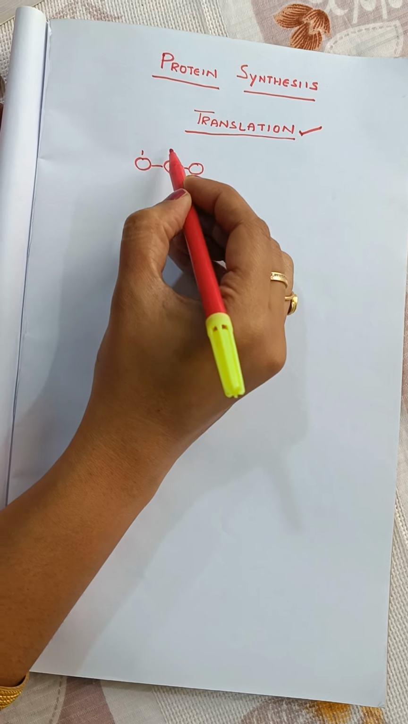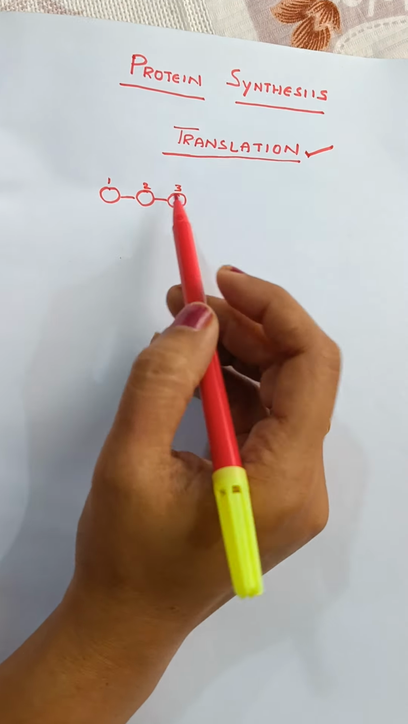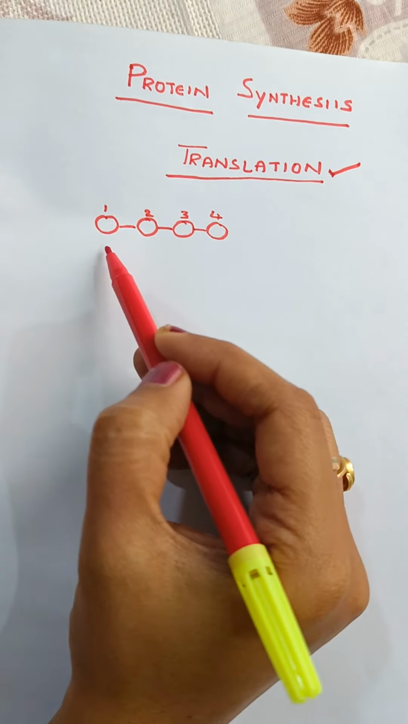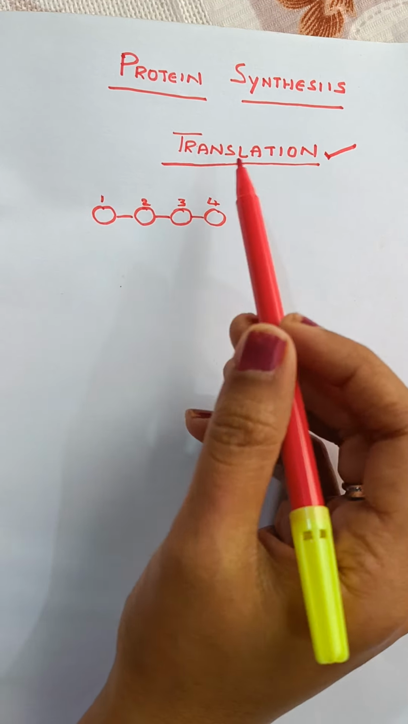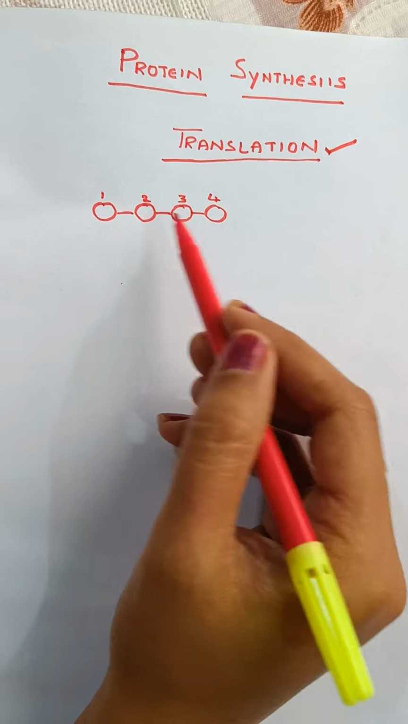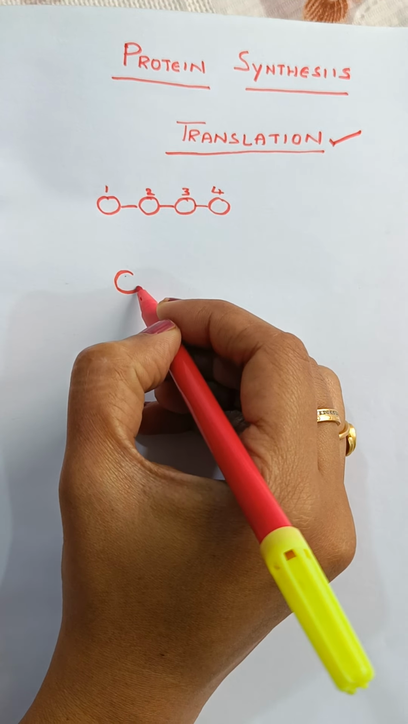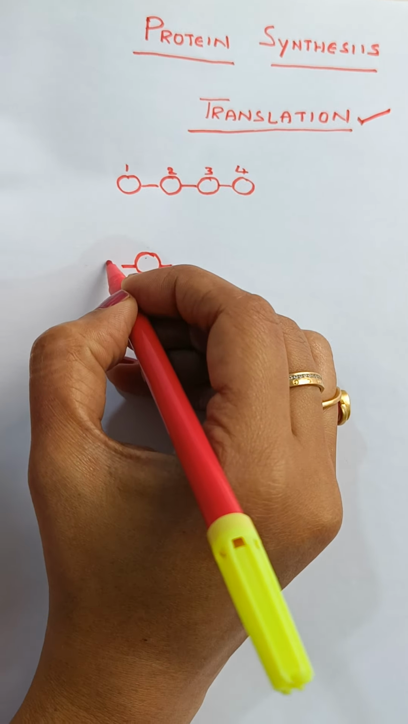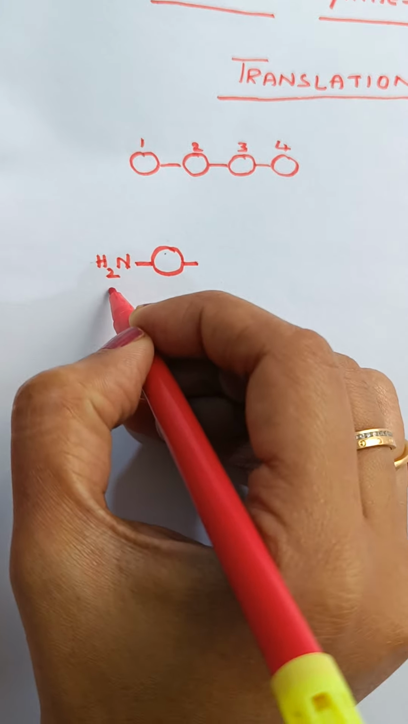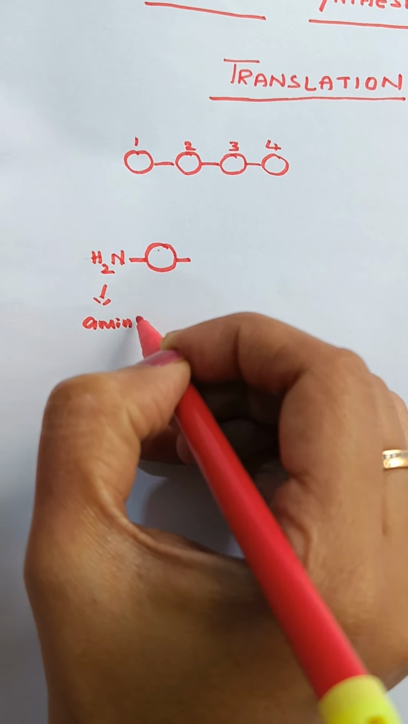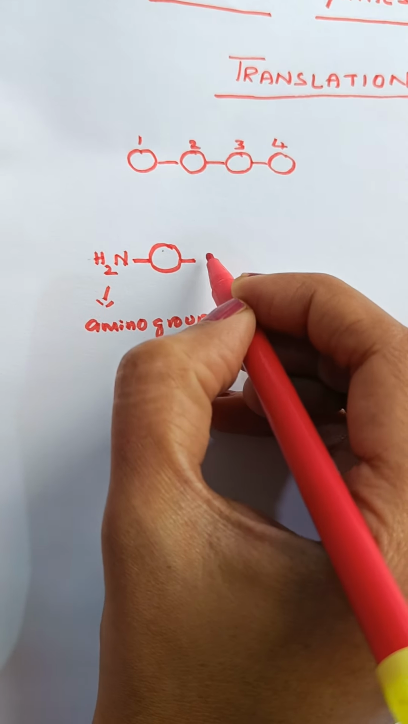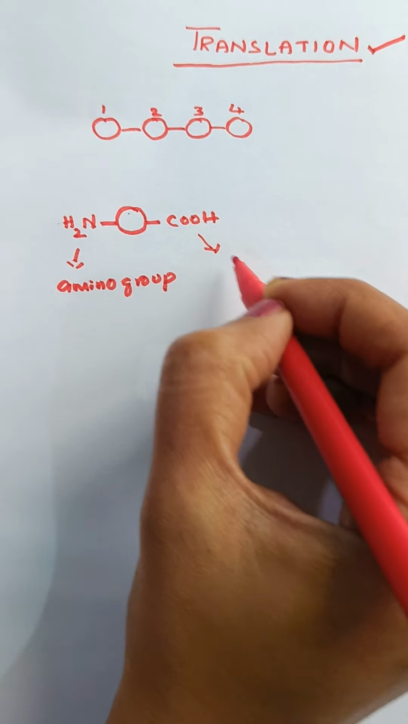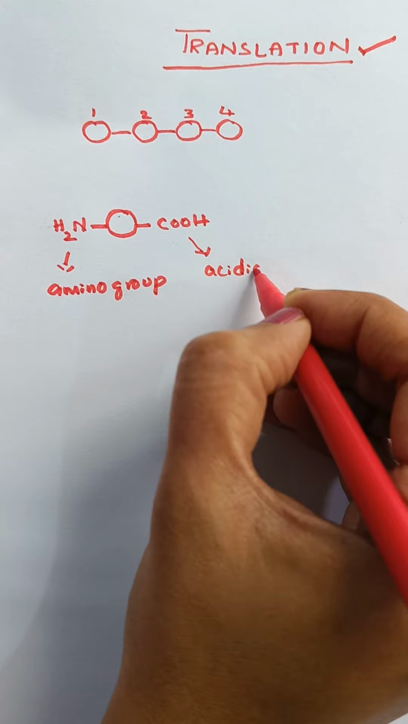Say this is the first amino acid, this is the second amino acid, this is the third amino acid. The formation of a chain of amino acids in a specific series is referred to as protein synthesis or translation. We know that any amino acid has two important functional groups. That is the NH2 group, which is the amino group, and each amino acid will also have a COOH group, which is called the acid group or acidic group.